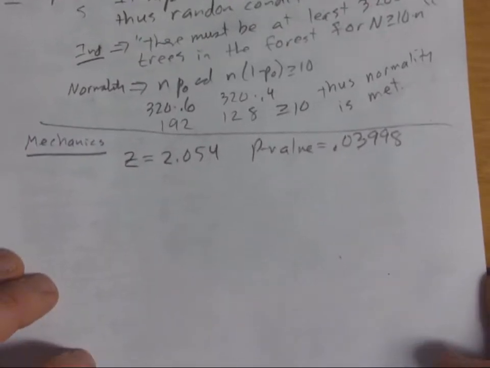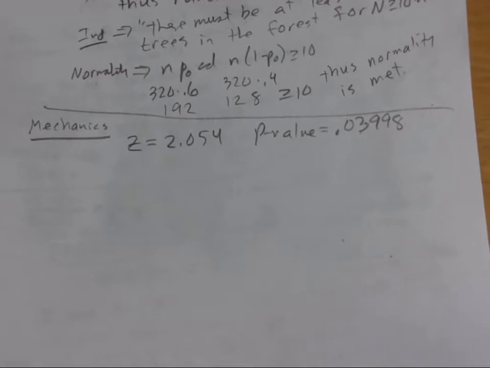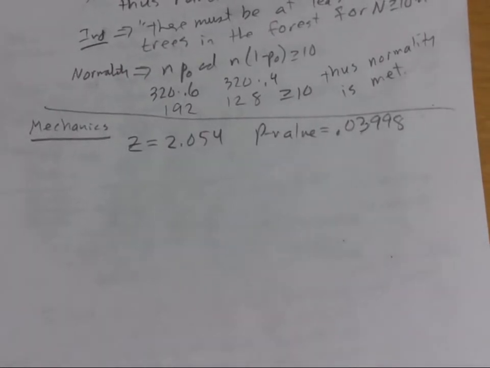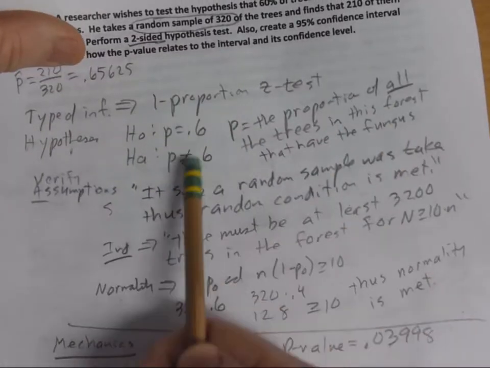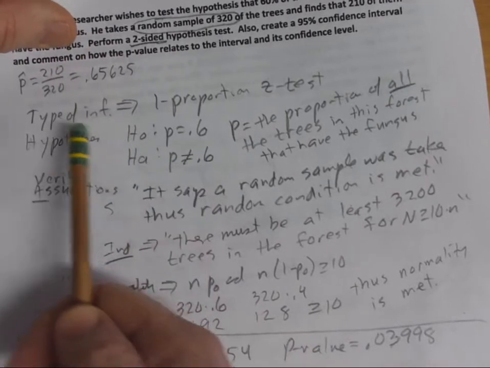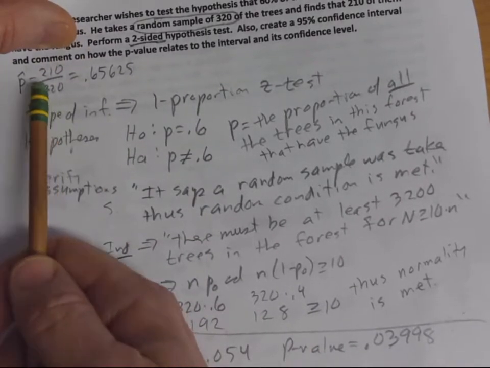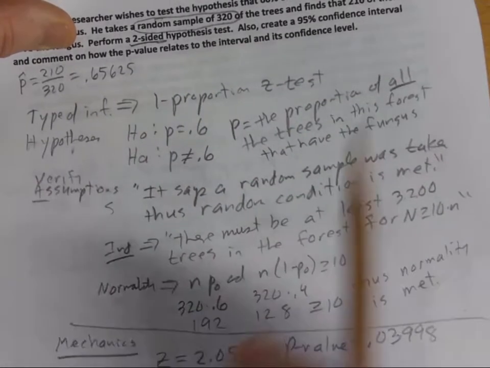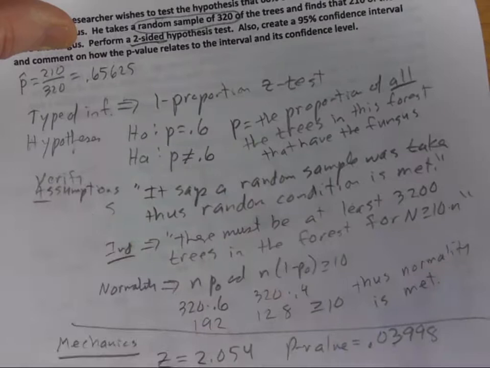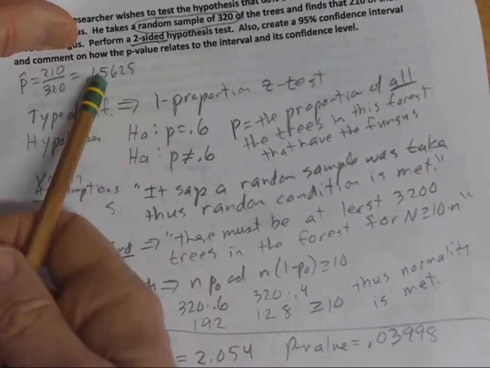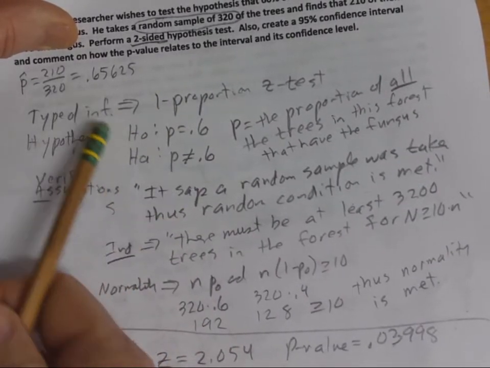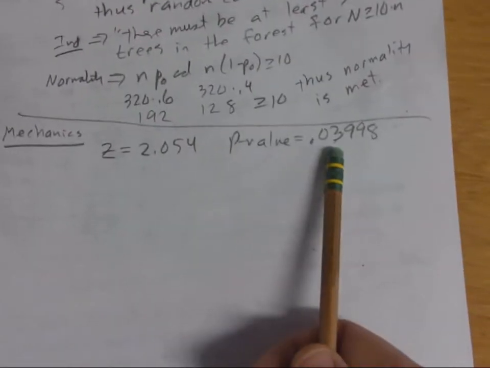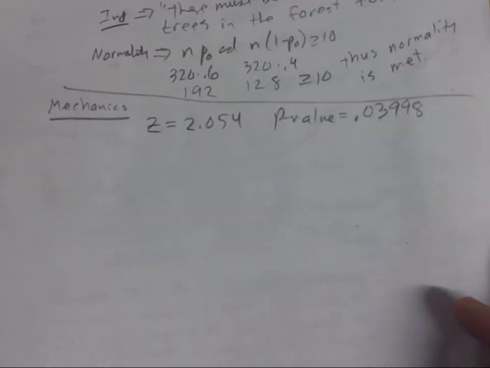So that's what that is. If you were asked to explain a p-value in context, you would say: assuming that 60% of the trees have the fungus, the probability that you would take a sample of size 320 and get 210 or more, or that unusual, that high or that low, in other words 5.6% above 60% or 5.6% below, because it's two-sided, is about 4%. So that's what a p-value means.